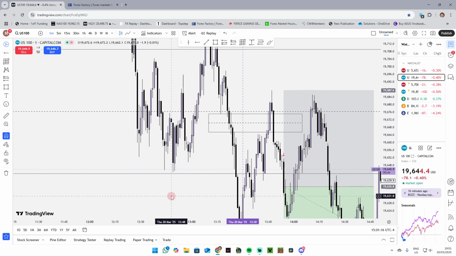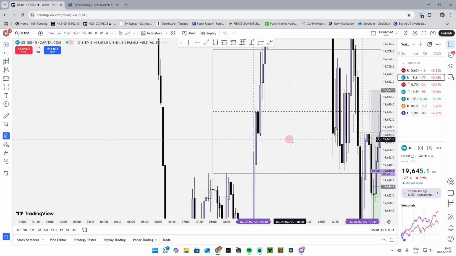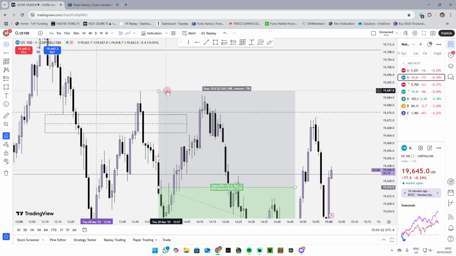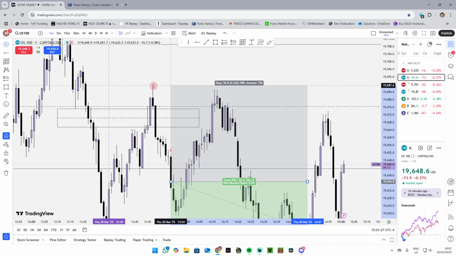SMT, whatever. Drop down 5 minute break of structure. Boom, boom. 5 minute confluence. 1 minute, 1 minute inverse and change in state. That's my model right there.